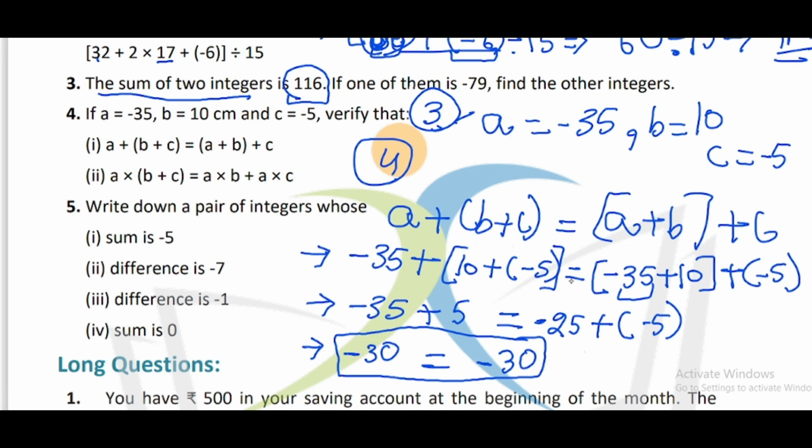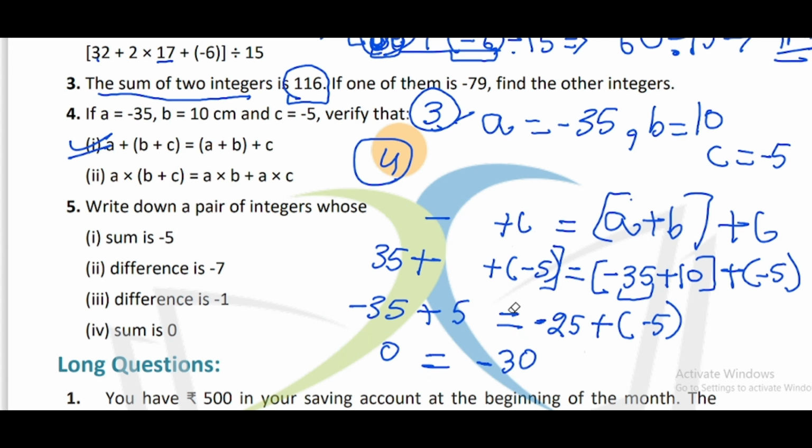It means it obeys the associative rule. Let's see the second part of question number 4. Let's see how we solve.